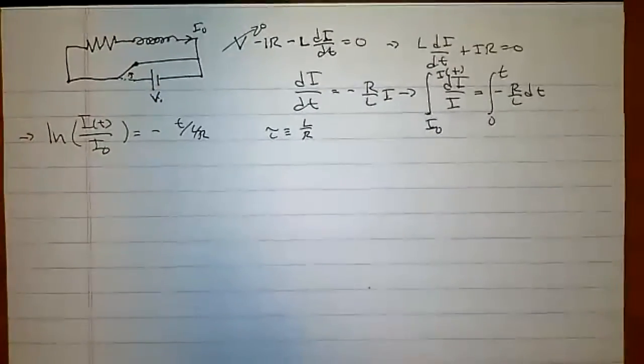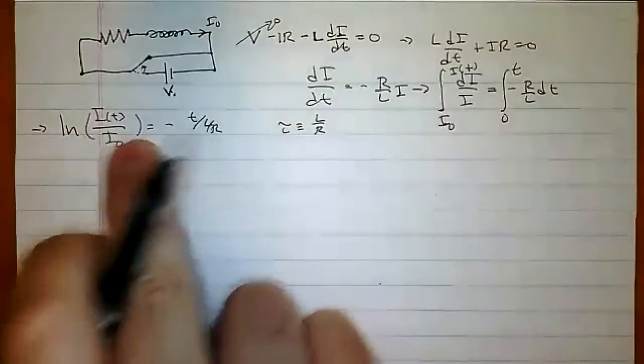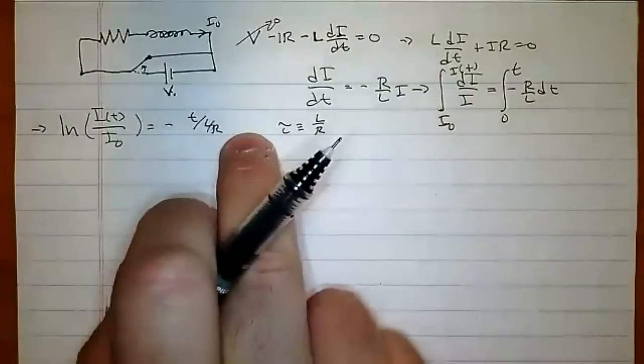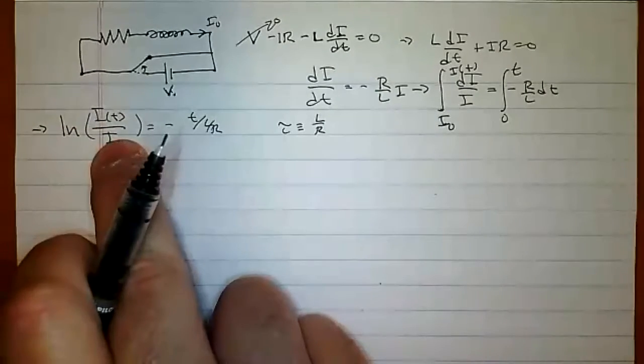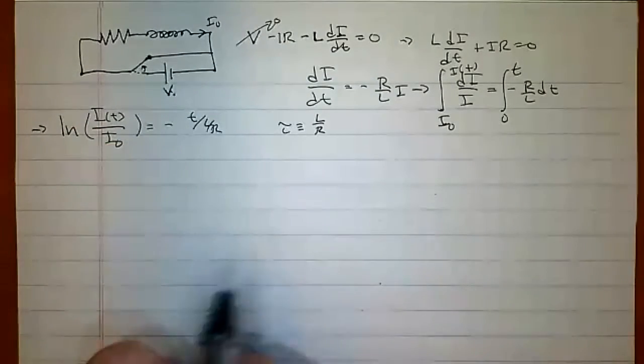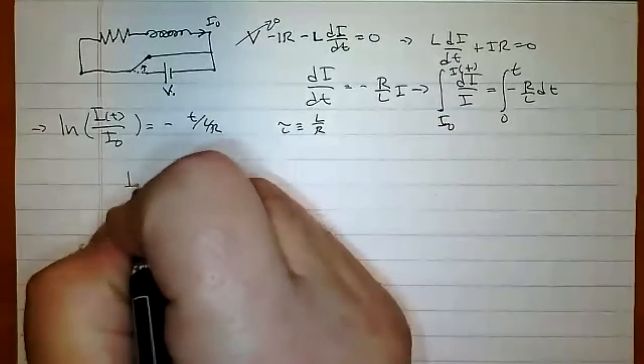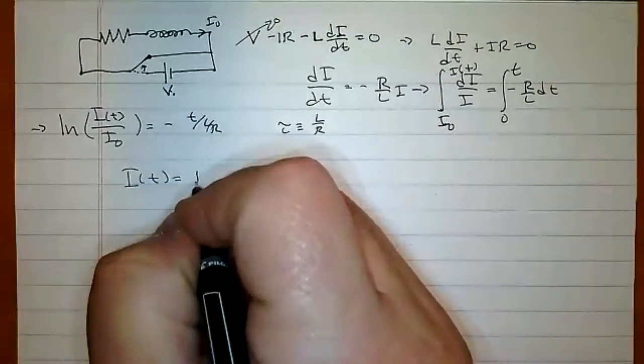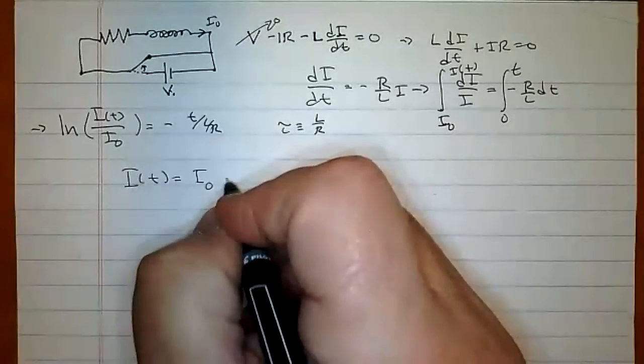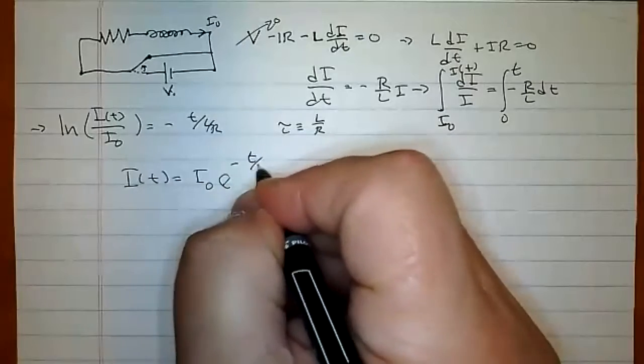Now, if I raise both sides to the e power, so I take this side and raise e to that power, and I take this side and raise e to that power, this side will just become I of t over I0. So I get I of t is equal to I0 times e to the negative t over tau.